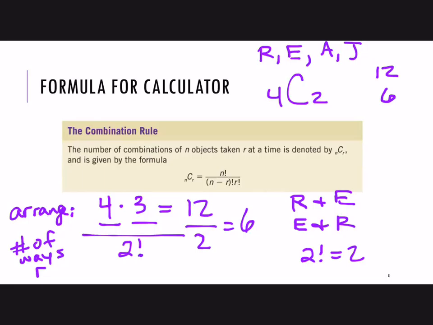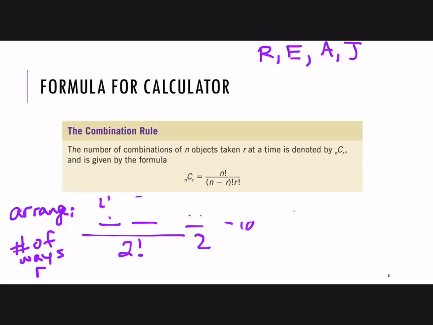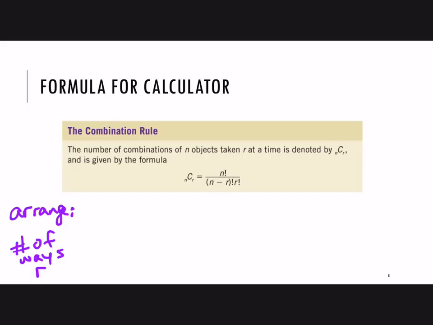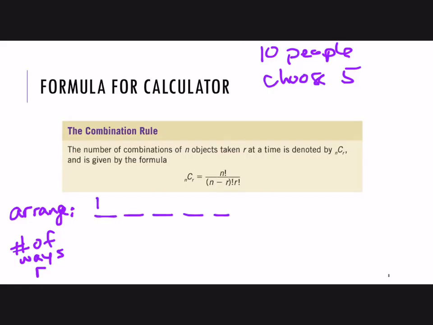All right. So now think about an example where we would have a lot more people. Let's say maybe 10 people, and then we want to choose 5. Well, we know that the way to arrange 5 out of those 10 people would be 10 times 9 times 8 times 7 times 6.